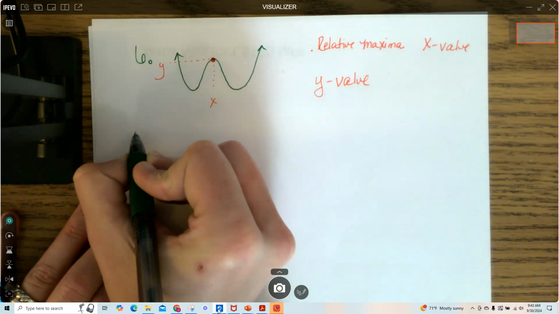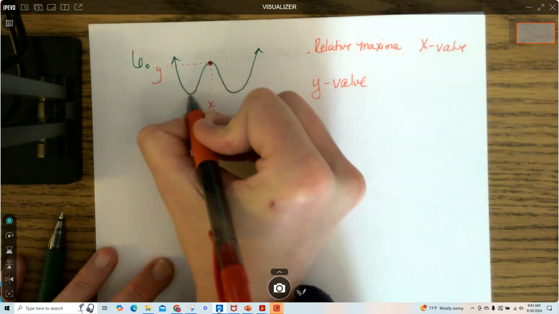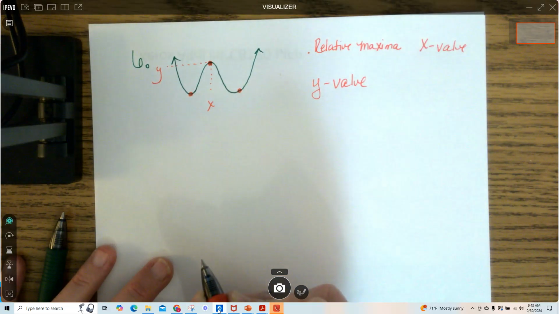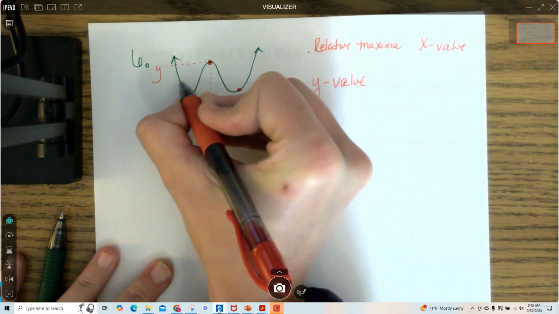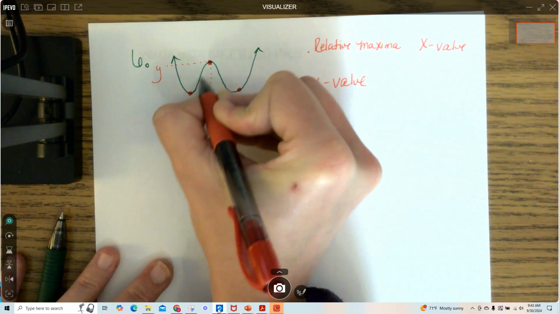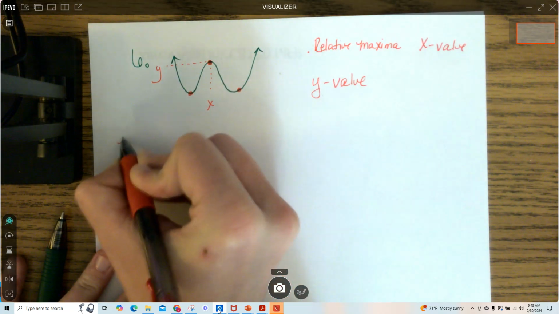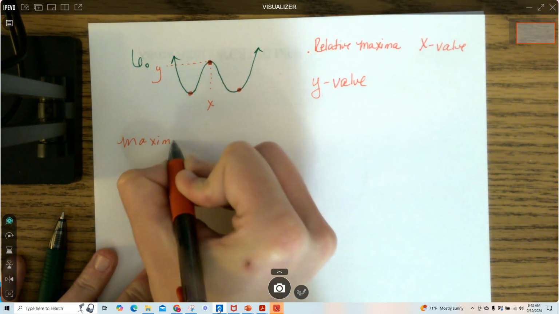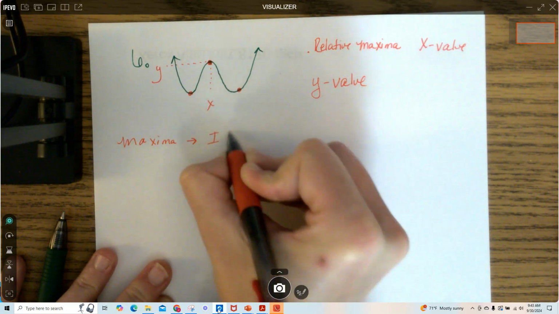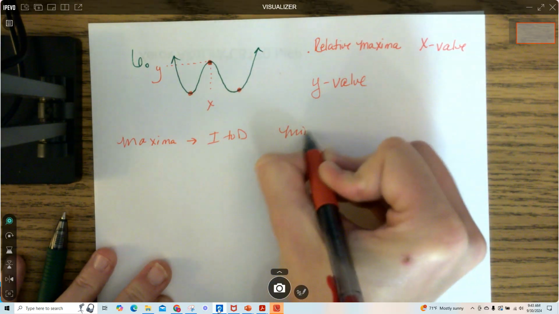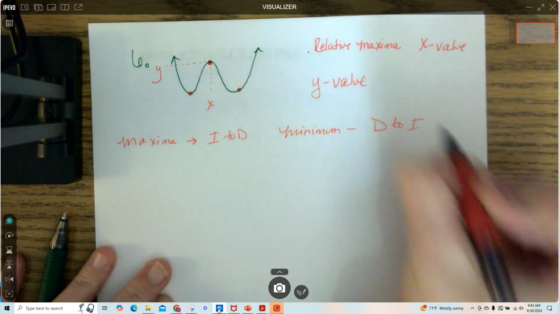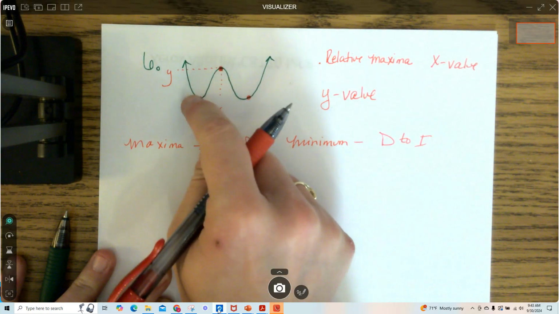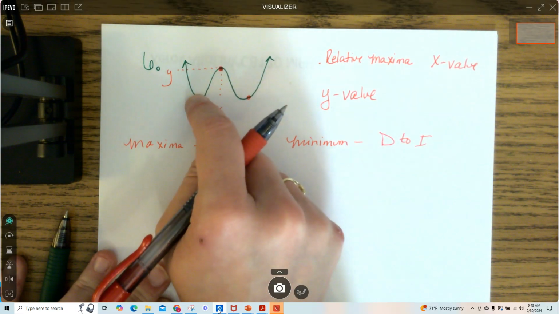Then it's asking for the minimum. Okay, so your minima are here. It says use a comma to separate answers as needed. So you've got two. Again, your minima is where it goes from decreasing to increasing. So maxima is from increasing to decreasing. Minimum is from decreasing to increasing. So we're decreasing, and that switchover point, that's your minima.